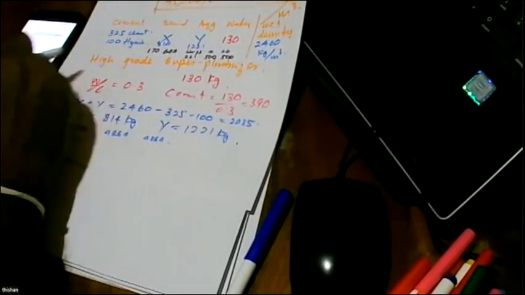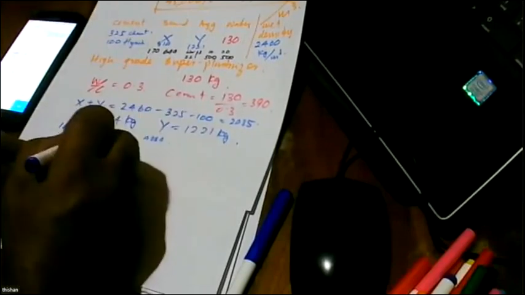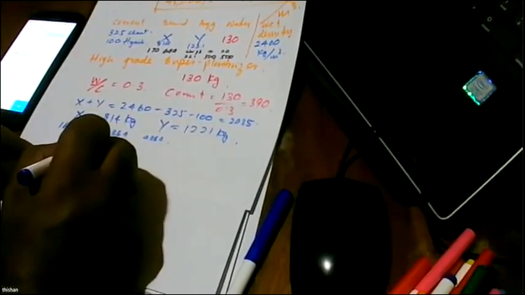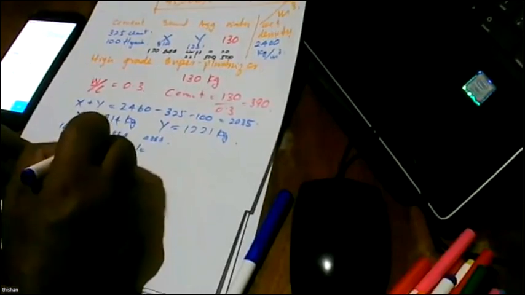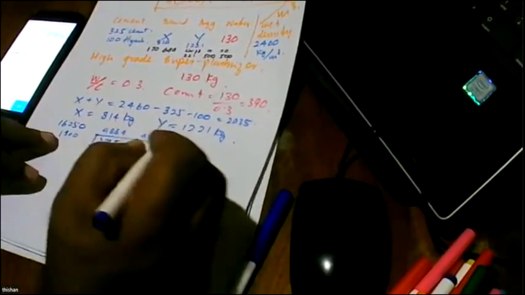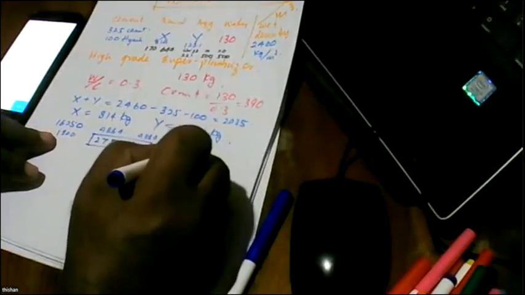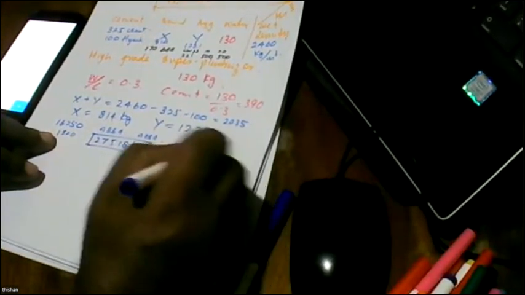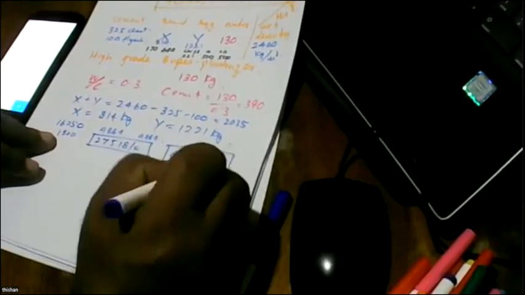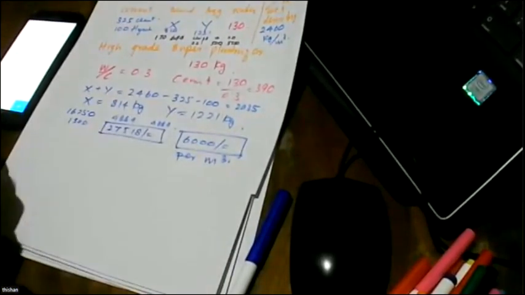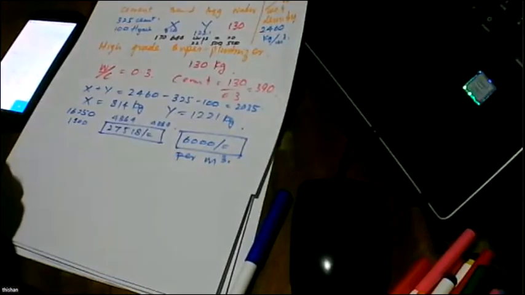So if you look at this cost, now if you add those up, 16,250 plus 1,500 plus 4,884 multiplied by 2, you get 27,518 as the cost. And you can see this is about 6,000 rupees saving per meter cube.